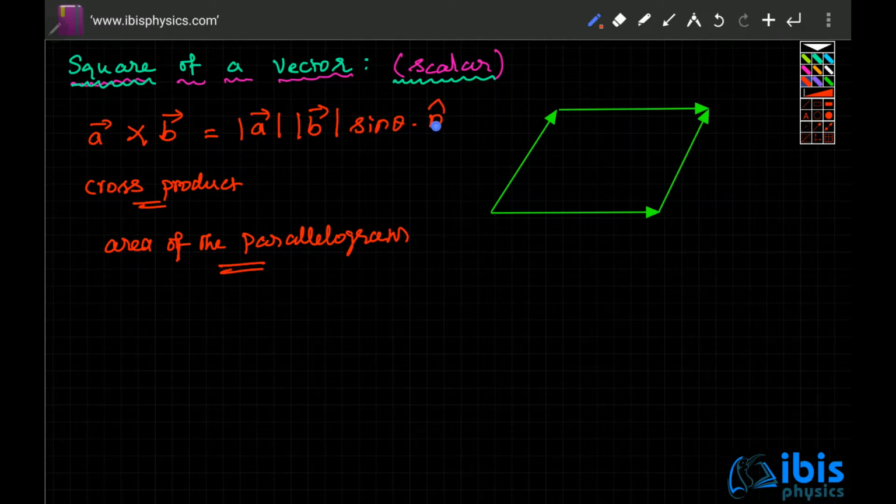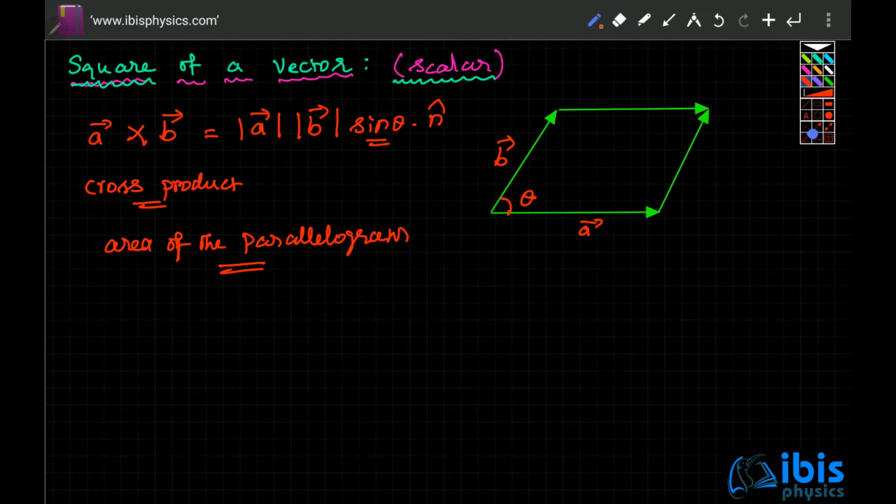This n cap is perpendicular to both A and B. Here, if this is A vector and this is B vector, n cap is perpendicular to this plane and comes out of it. Suppose this is the x-axis, this is the y-axis, the z-axis comes out of the screen. So the area vector is coming out towards you from the screen. Where this is theta, it is the sine theta of them.